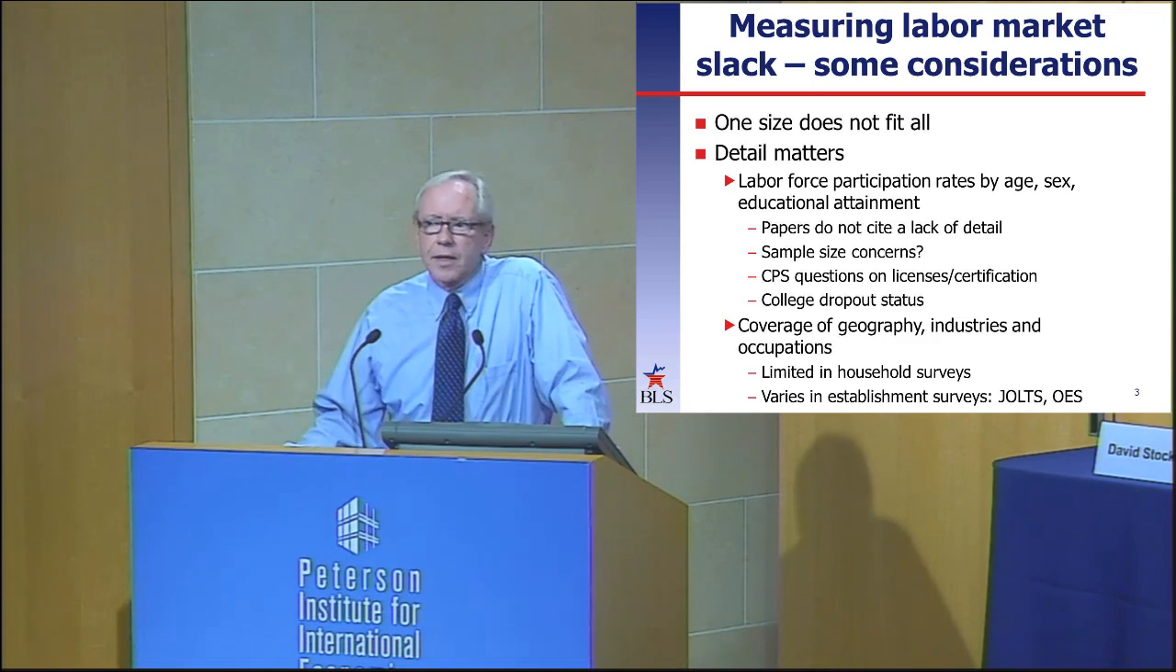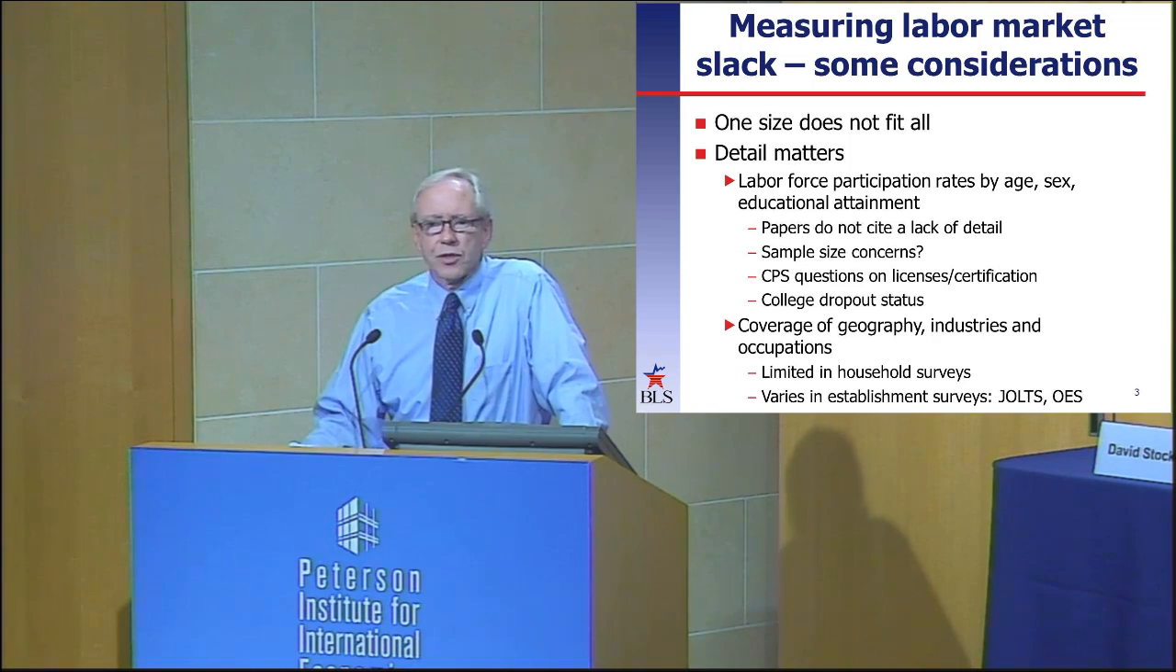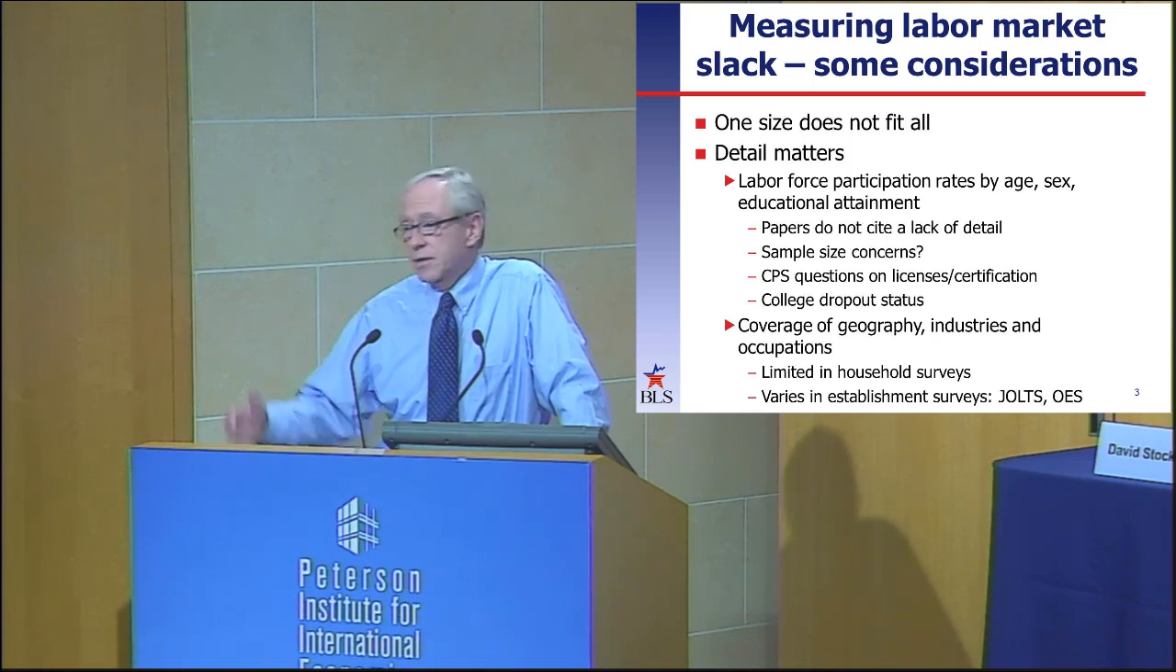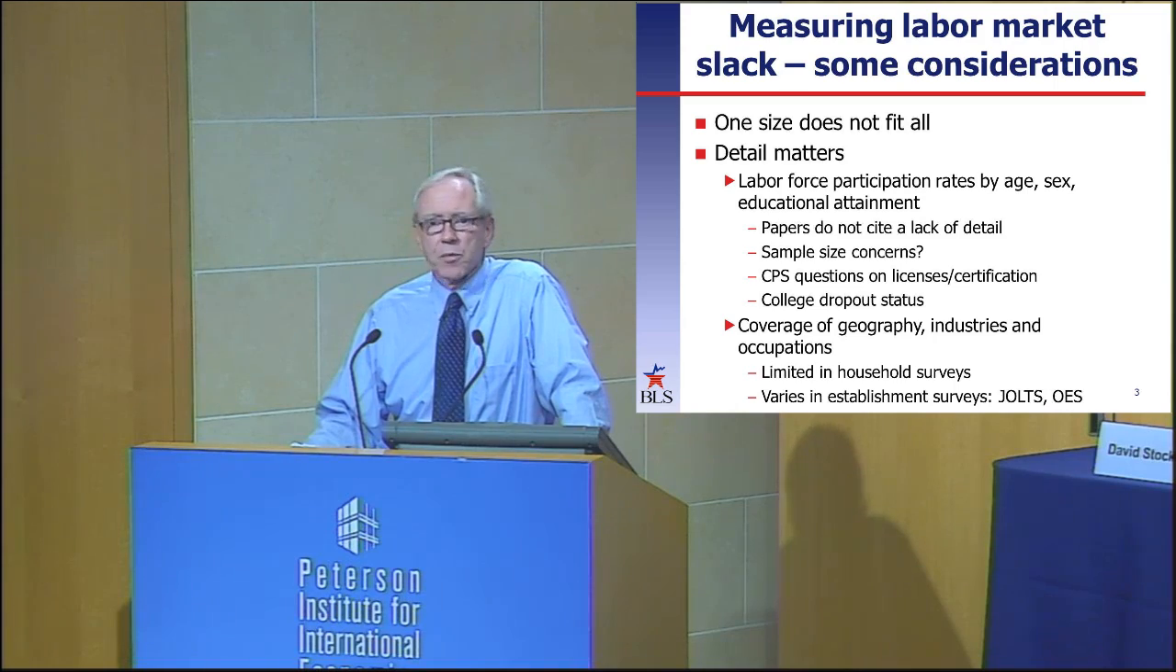In general, I wouldn't be surprised to find out that you want more coverage of geography, industries, and perhaps occupations. There it depends on the survey. OES, the Occupational Employment Survey, obviously has wonderful coverage of occupations, but household surveys are limited in all these respects, and it varies in the establishment surveys. JOLTS does not have geographic detail. It doesn't have information even below that in terms of things like the occupations for which openings are being posted.